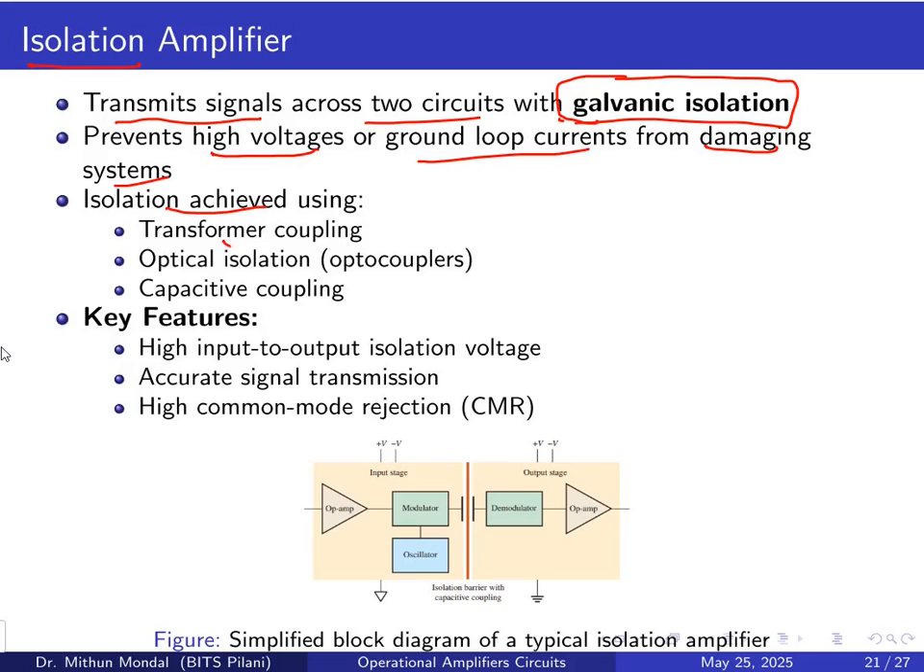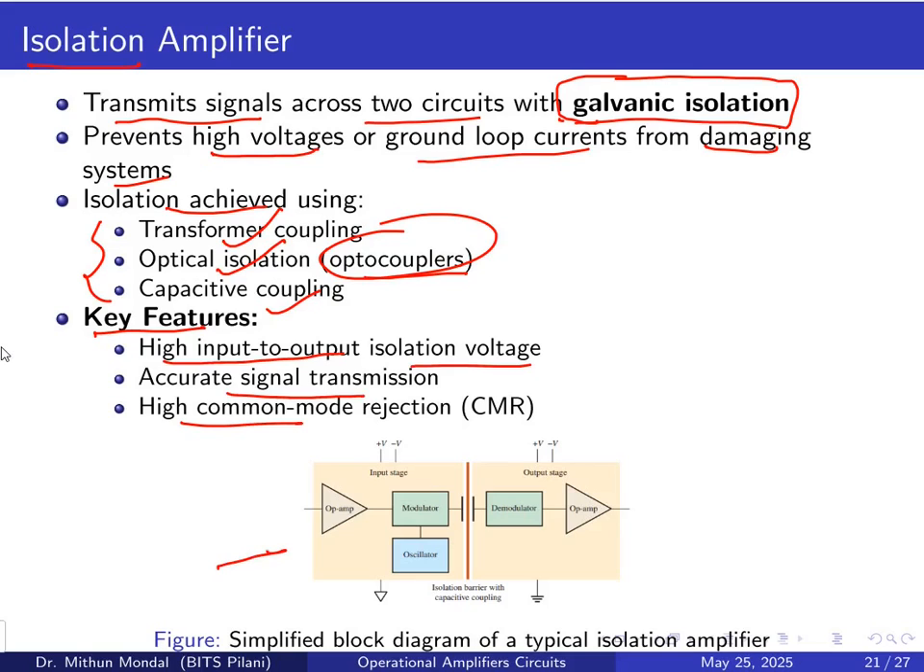Isolation is achieved using transformer coupling, optical isolation using optocouplers, and capacitive coupling. We have discussed these optocouplers also in the very initial lectures of electronics. The key features are basically high input to output isolation voltage, accurate signal transmission, and high CMR, common mode rejection.